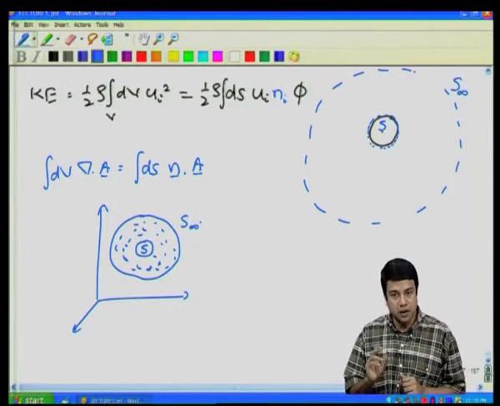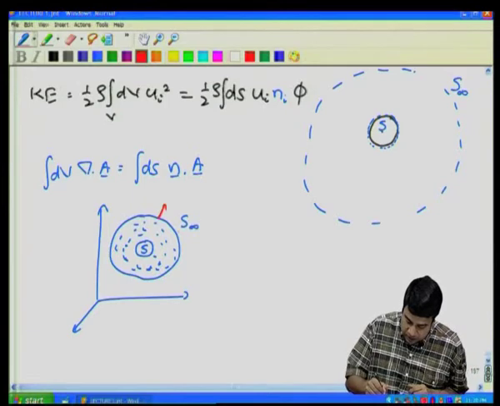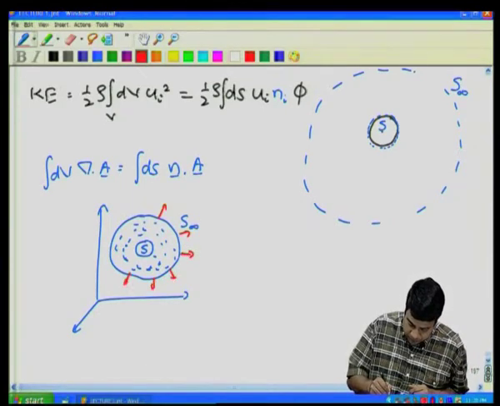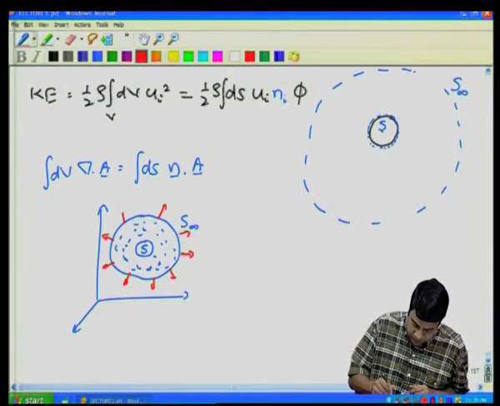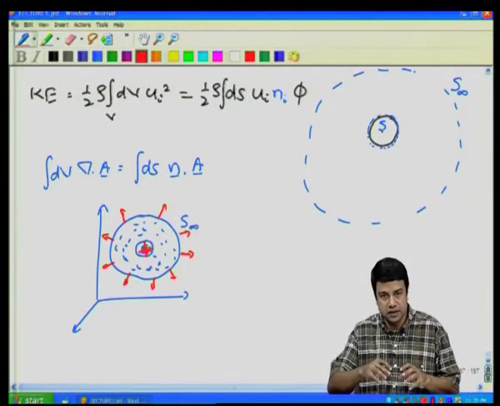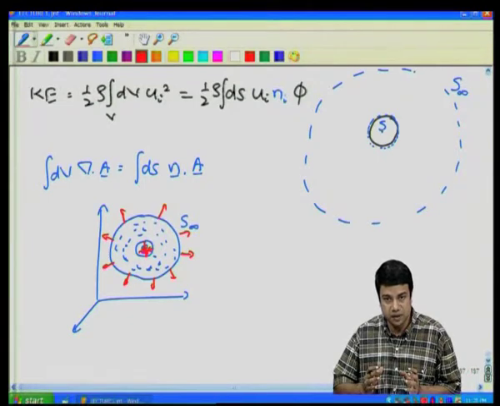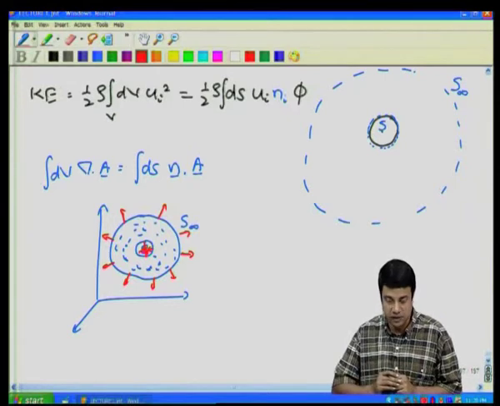Outward unit normal to the volume. For the surface outside, it is directed outward to the volume. For the surface inside, this is directed into the sphere that is at the center. The outward unit normal to the volume is in the opposite direction to the direction in which this volume is located. Therefore, it is inward at this point.